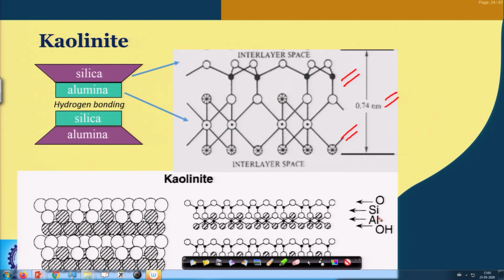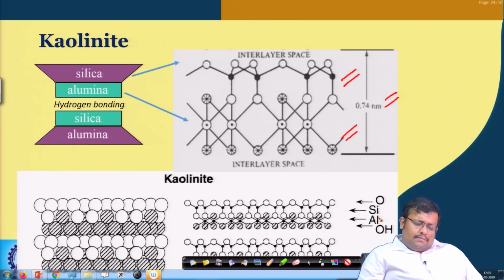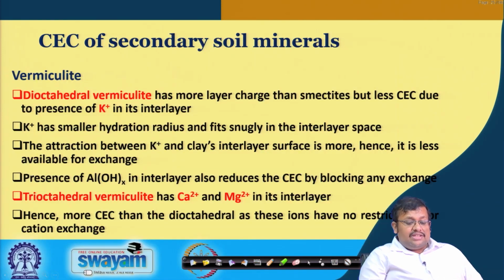Due to the absence of isomorphous substitution, there is no permanent charge development. Only a very low CEC can be seen, around 2 centimole charge per kg, when there is some impurity. When there is an impurity, we can see some charge development.